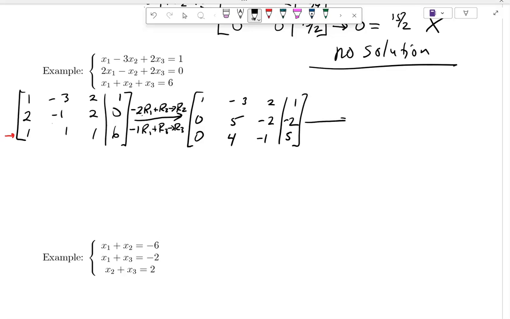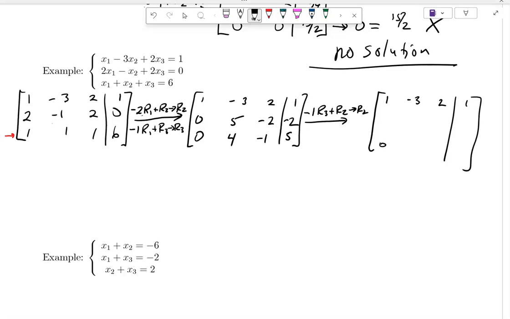I could do -1 times row 3 plus row 2 and replace row 2. That will make it a 1, won't it? I'll do -4 plus the 5. And that way I don't get any fractions. Okay. If you don't see to do that, it's absolutely okay to divide everything by 5. You'll just have to deal with the fractions as you go. Okay.